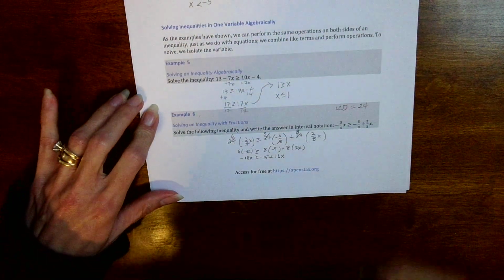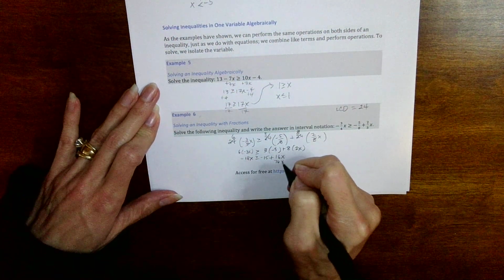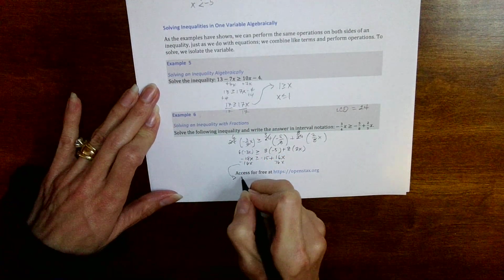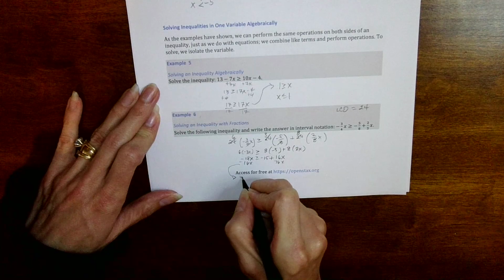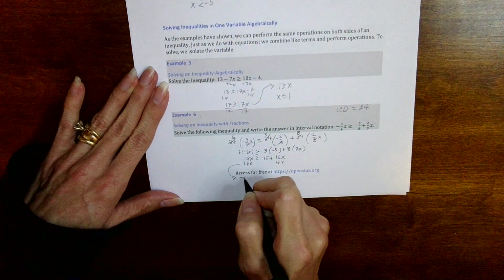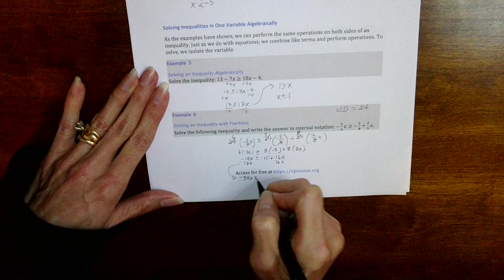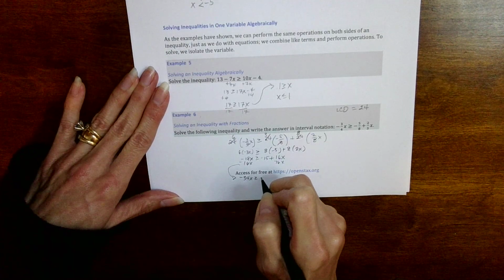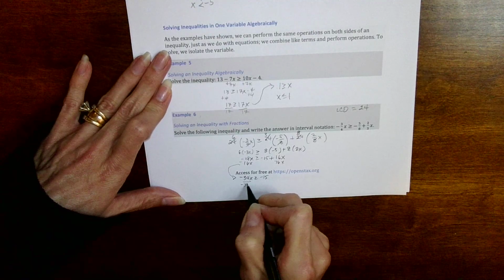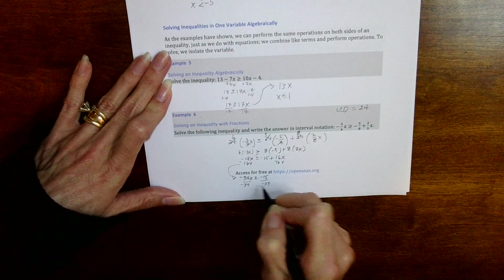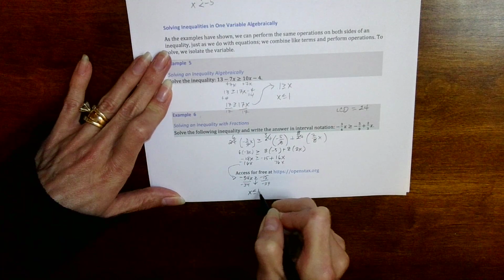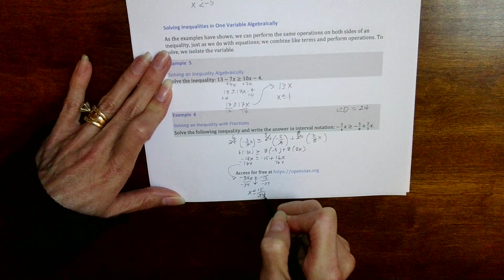I'm going to subtract 16x from both sides, and I get negative 34x greater than or equal to negative 15. Divide both sides by negative 34. So I have to flip this, so I have x is less than or equal to 15 over 34.